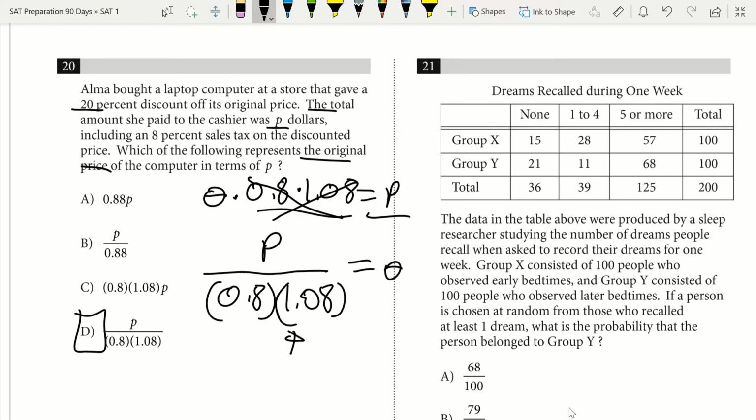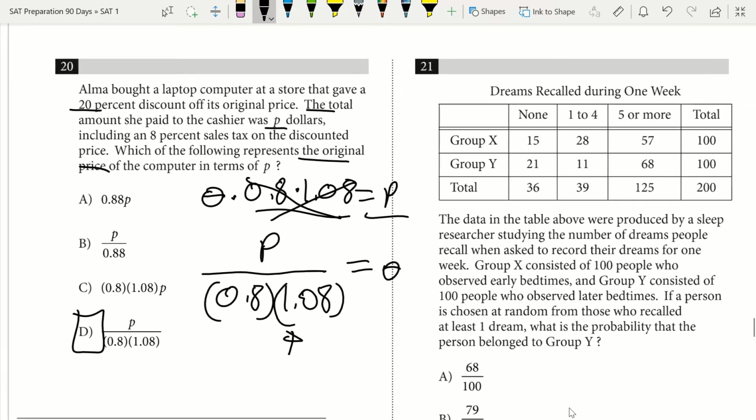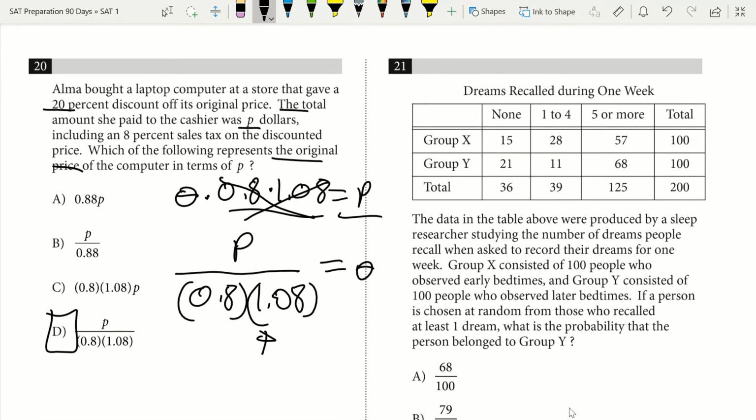Now we move on to question 21. We've got a table here: Dreams Recalled During a Week. The table is produced by a sleep researcher studying the number of dreams people recall when asked to record their dreams for a week. Group X consisted of 100 people who observed early bedtimes. Group Y consisted of 100 people who observed later bedtimes. A person is chosen at random from those who recalled at least one dream.